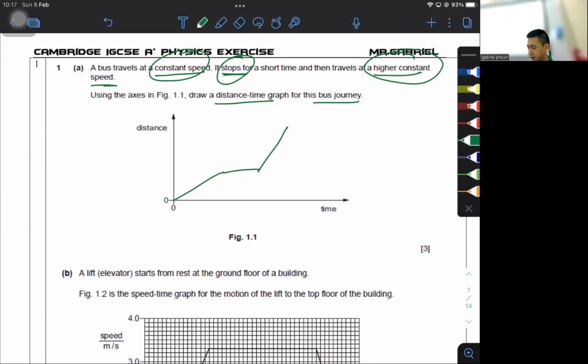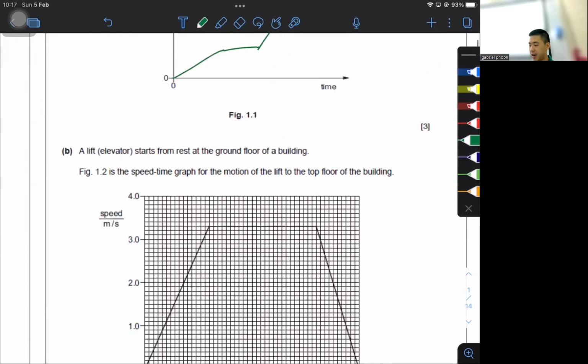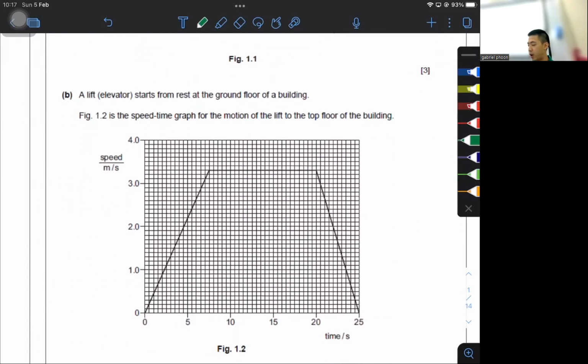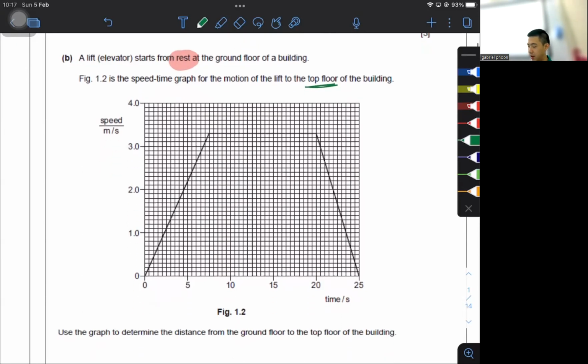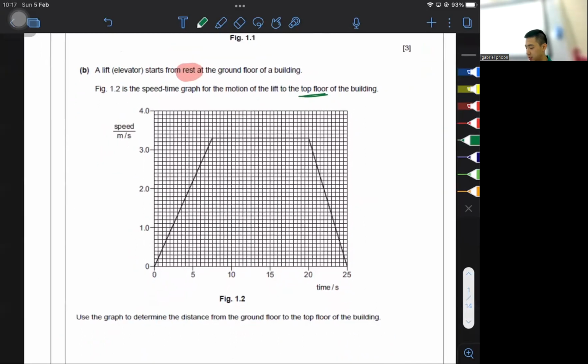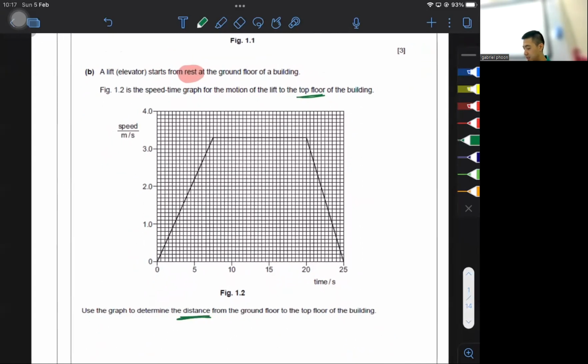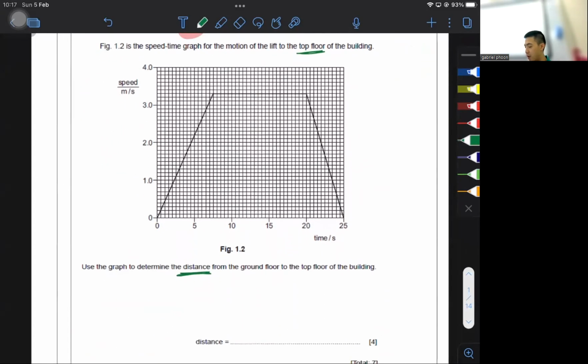Then the next part: a lift elevator starts from rest. Make sure you always highlight or at least underline the keywords in your exam. It definitely helps. It starts from rest, from the ground of the building, and figure 1.2 is the speed-time graph for the motion of the lift to the top floor of the building. Using the graph, determine the distance from the ground floor to the top floor.